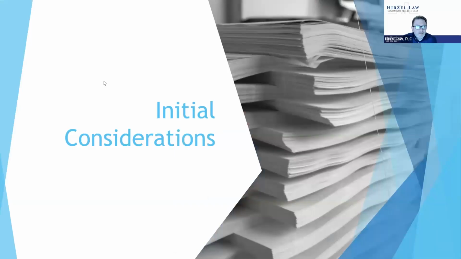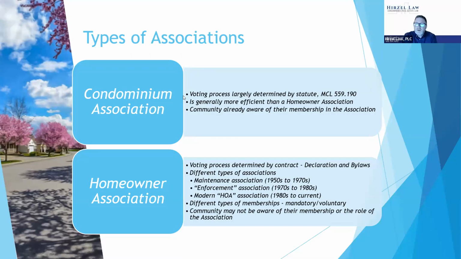So first, with respect to initial considerations, these again are things to think about as you start to contemplate whether or not you're going to be pursuing a project. First up is to think about and consider what type of association you are. For our purposes, I tend to divide associations up into 2. We have a condominium association, where the voting process and the amendment process is largely dictated by statute. There's a bunch of statutory methods and systems in place in the condominium association that tend to allow an amendment project to be a little bit more efficient and a little more streamlined from condominium to condominium. People that live within a condominium tend to already know that they are a member of an association.